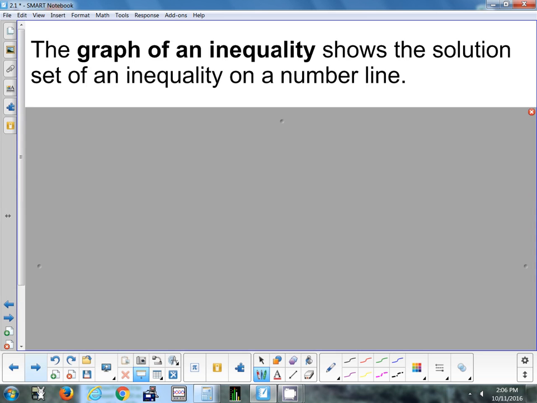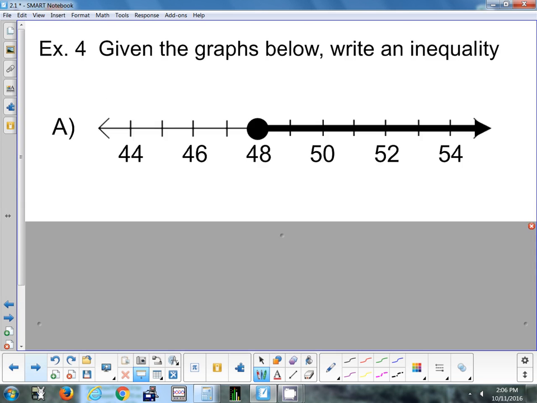All right, on the top of that blank, you might need a little more space, but what you want to fill in there is graph of an inequality. The graph of an inequality shows you all the solutions. It's just a way to draw the answers rather than write it as a sentence. Here's an example of something we'll do in about 5 minutes, drawing the solutions rather than writing it.